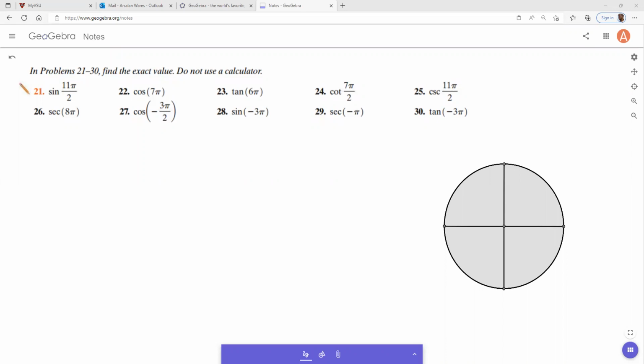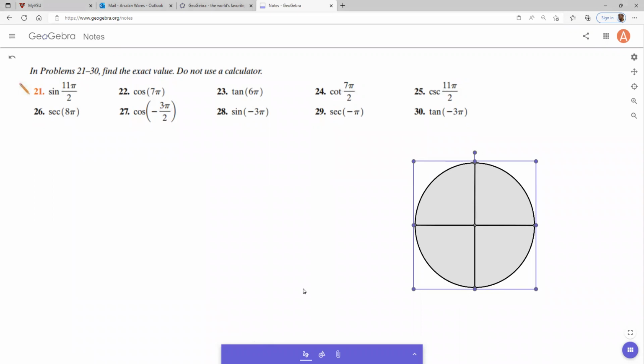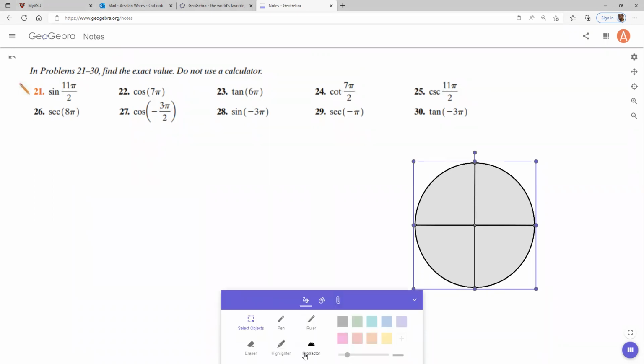So guys, these are problems from 2.2, 21 through 30. I'm going to do a handful of them, okay? And since all these angles are in radians and they are multiples of pi or pi and a half, you don't even need a fancy unit circle. Just something like this will work. Let's try 21, okay?